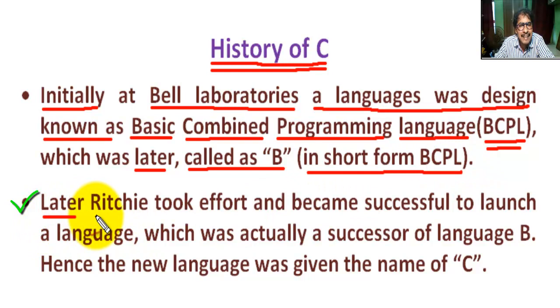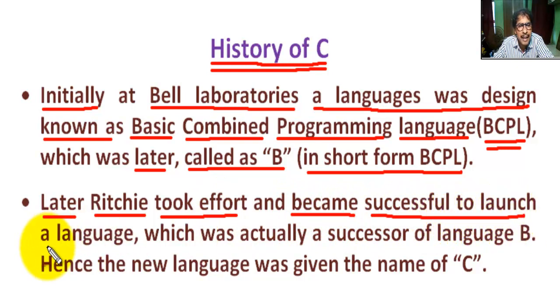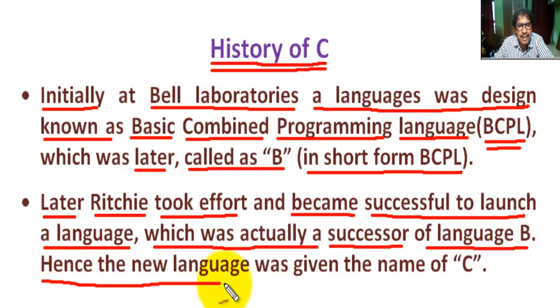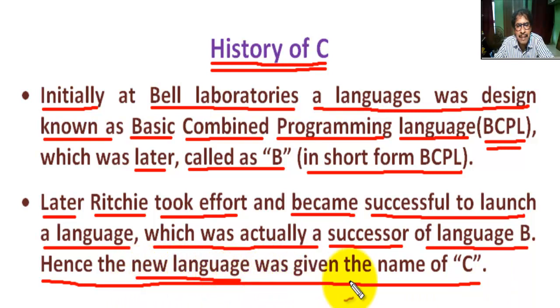Later, Ritchie gave some effort and became successful to launch a language which was actually a successor of language B. Hence, the new language was given the name of C.